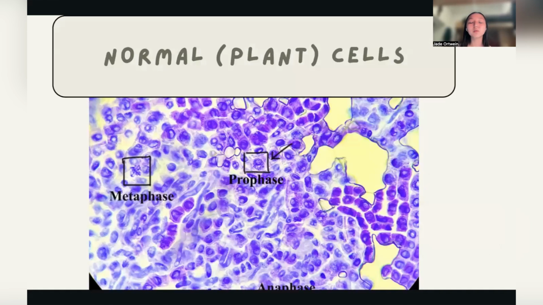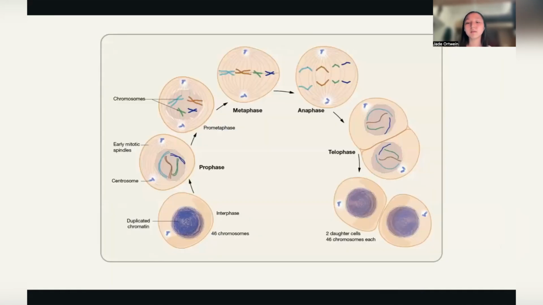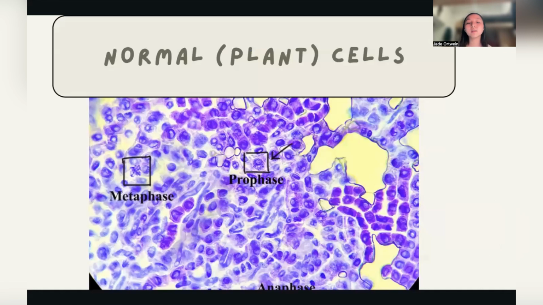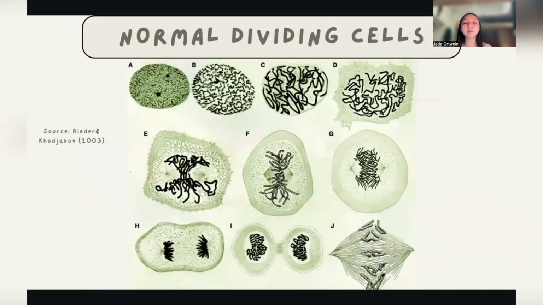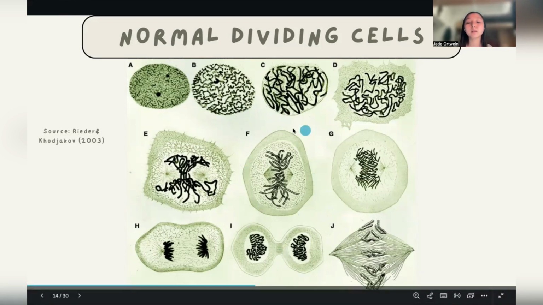So this is what normal plant cells look like. This is from the lab, and you can see the different stages. As a reminder, here are the different stages, and they all have the shape and structure that is appropriate for this stage. And here are the stages more closely in a detailed sketch. As you can see, it's metaphase, also metaphase, and anaphase, etc.